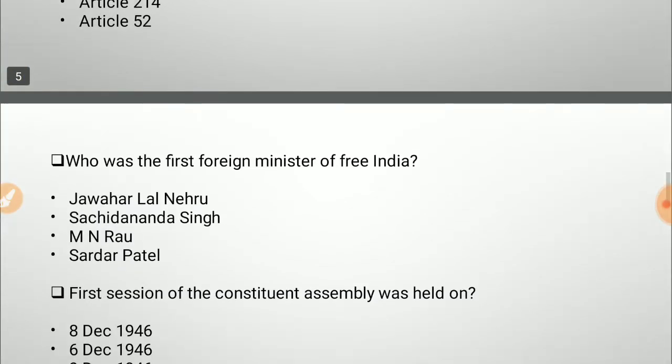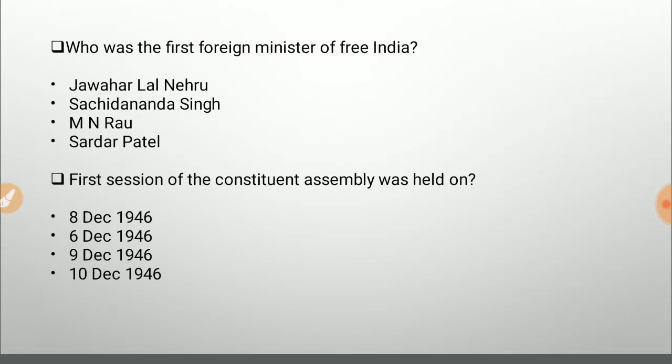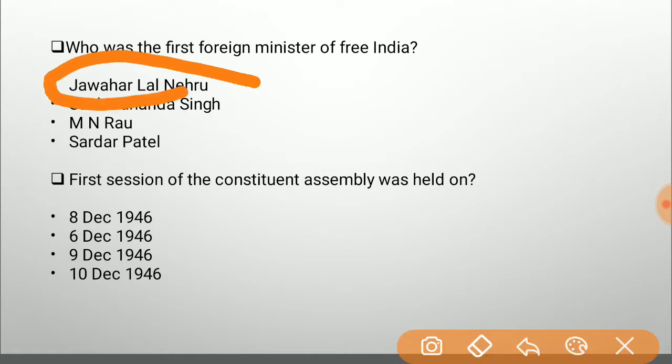Moving on. Who was the first foreign minister of Free India? Pretty easy question if you are familiar with the history. Jawaharlal Nehru, Sachidanand Singh, M.N. Rao, Sardar Patel. The correct answer is Jawaharlal Nehru.